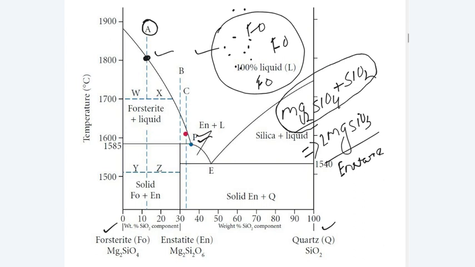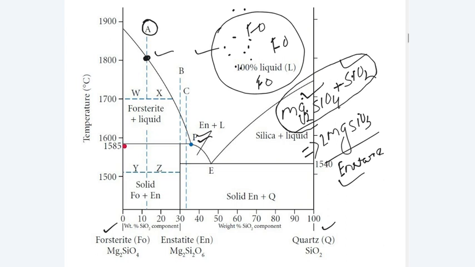So at this point, there will be a reaction between Mg2SiO4 and SiO2. They will produce enstatite. Unless one of them is consumed, the reaction will progress or continue. So which one will be consumed? That depends upon the amount of olivine crystals and the SiO2 present in the melt.